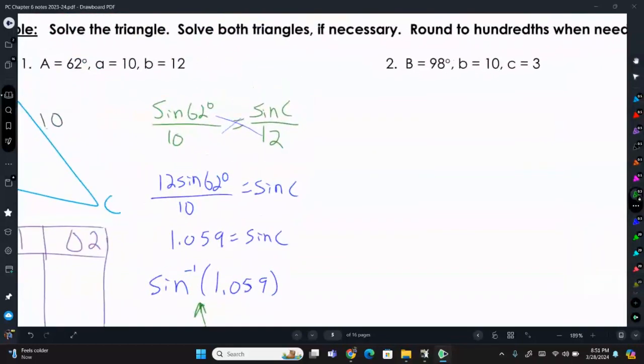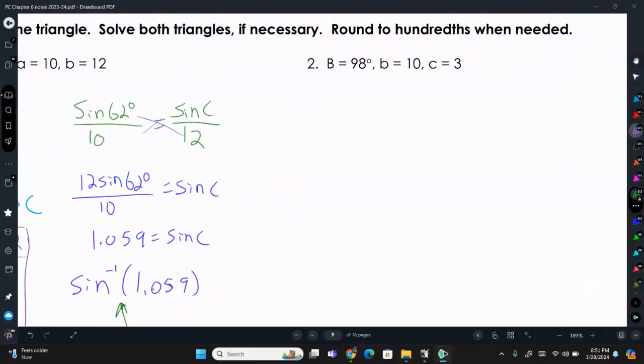All right, so now example B, let's draw a triangle, A, B, C. Angle B is 98 degrees, side B is 10, and side C is 3. And we have side A. Now, we look at this and we have, again, two sides and an angle, and our angle only touches one of the sides. So this is SSA.